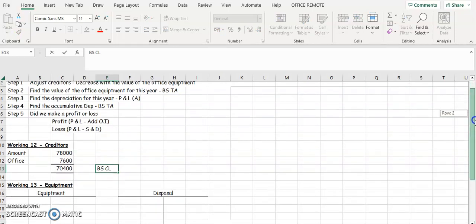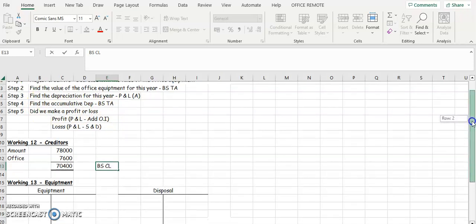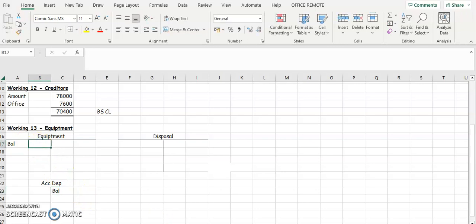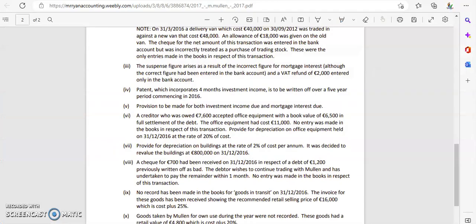Then we need to do steps 2, 3, 4 and 5. So calculate the office equipment for this year for the balance sheet. Find the depreciation for this year, your profit and loss in your administration. Find the cumulative depreciation, and then do we make a profit or loss. So very much like the adjustment for our depreciation for our vehicles. So the first thing we're going to do, find out what is our opening balance for our equipment and for our cumulative depreciation. That's going to be from our trial balance.